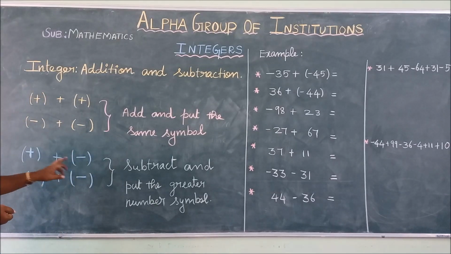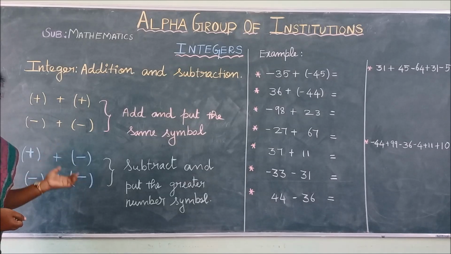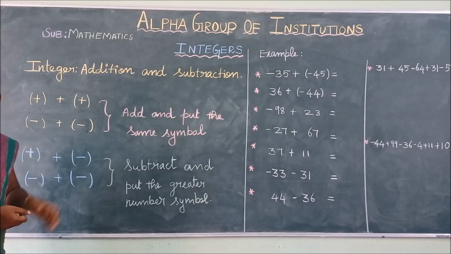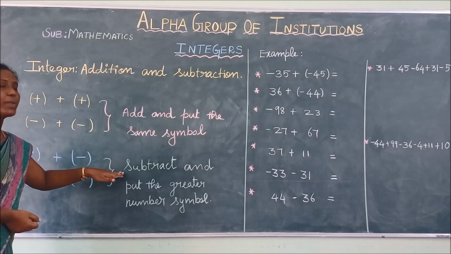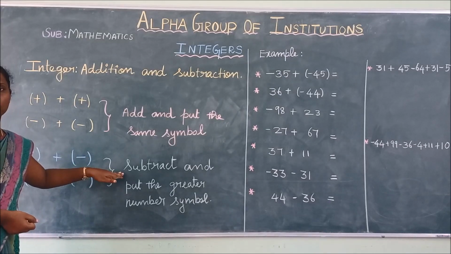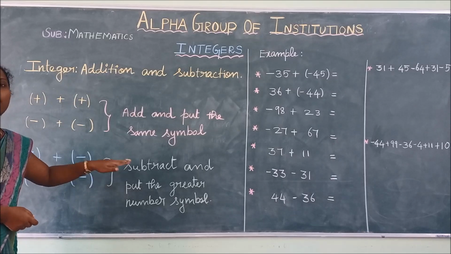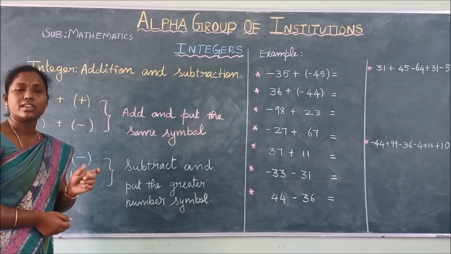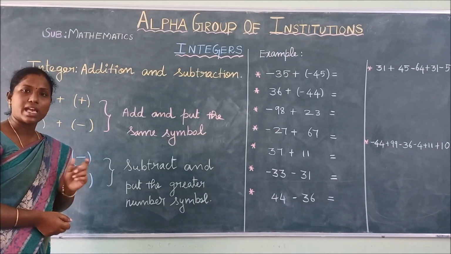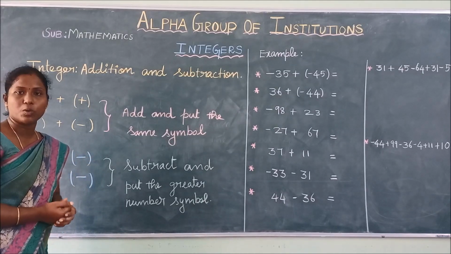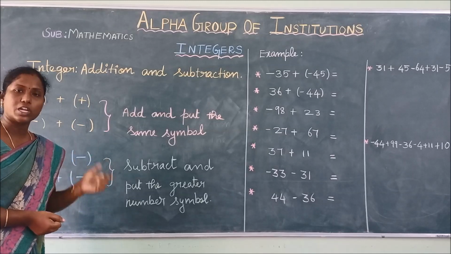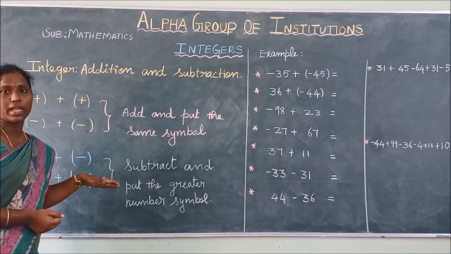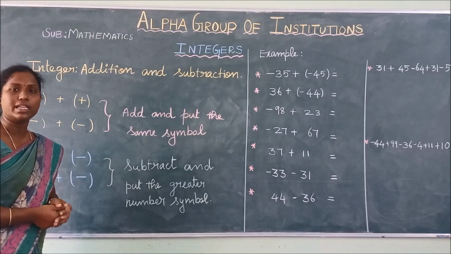Second one: if the numbers have different signs, one number is plus and the other is minus, and we are adding or subtracting them, we have to subtract the numbers and put the greater number's sign. Here we have to identify which is the greater number. If the greater number carries the positive sign, the answer will be positive. If it carries the negative sign, the answer will be negative. If you keep these two rules in mind, it is very easy to add or subtract integers.